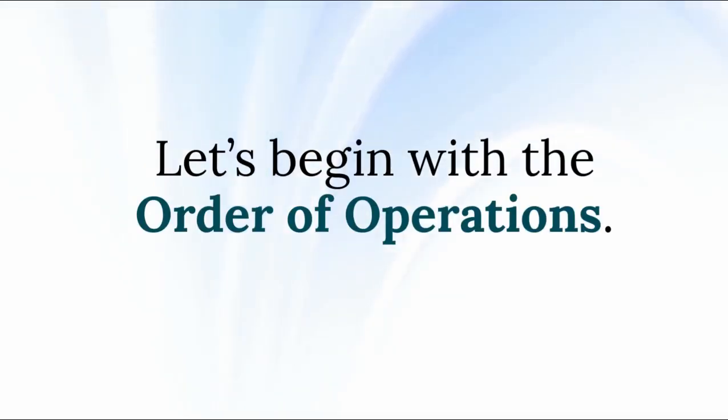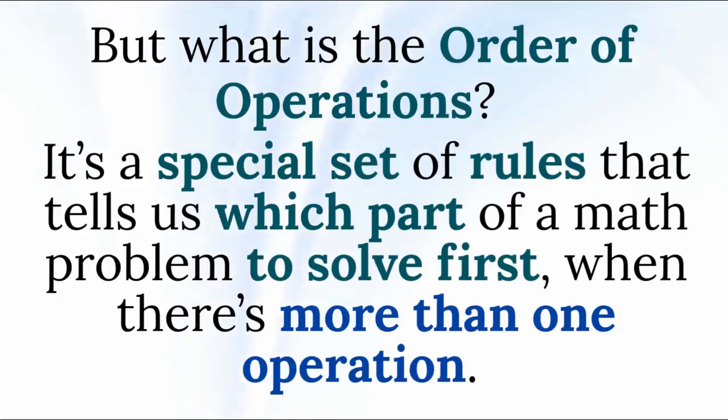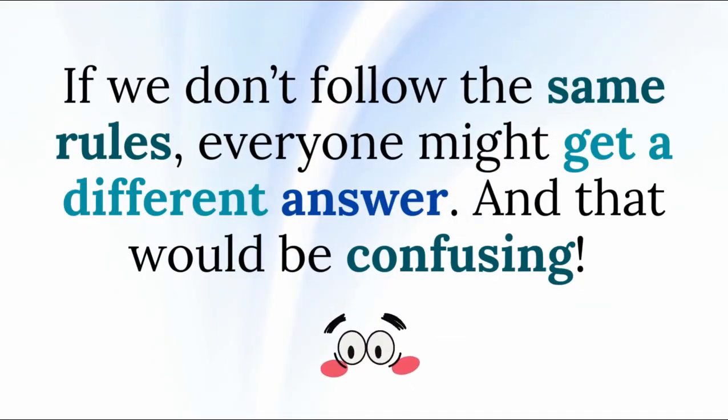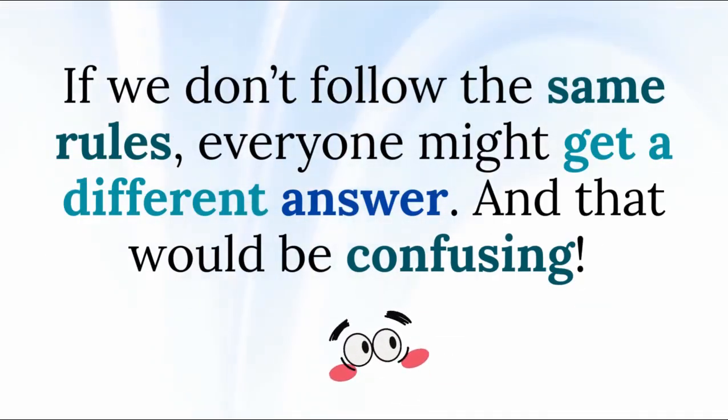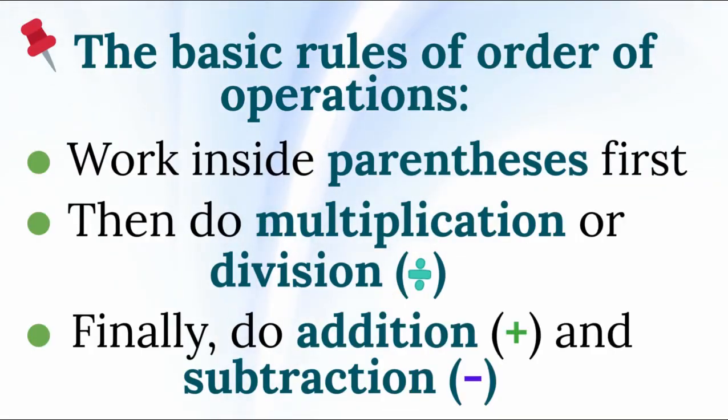Let's begin with the order of operations. But what is the order of operations? It's a special set of rules that tells us which part of a math problem to solve first when there's more than one operation. If we don't follow the same rules, everyone might get a different answer, and that would be confusing. So, math gives us a clear order to follow, the basic rules of order of operations.